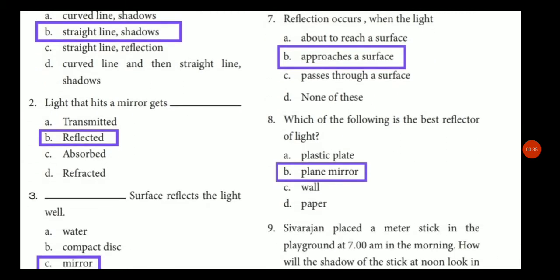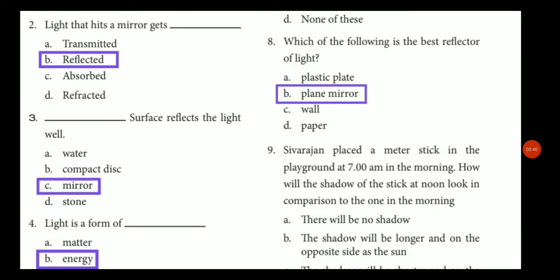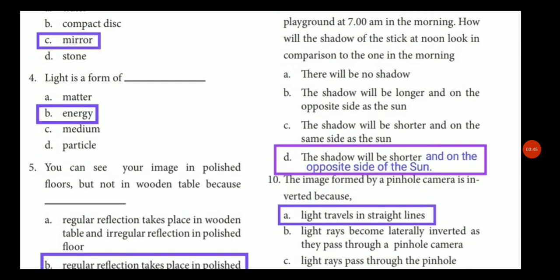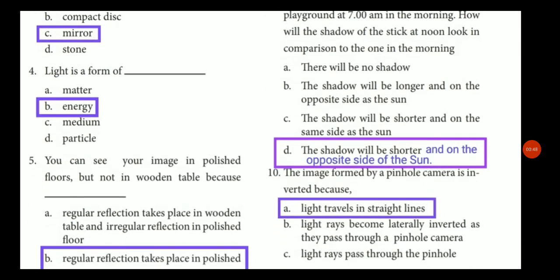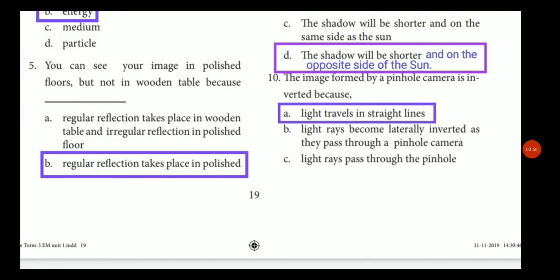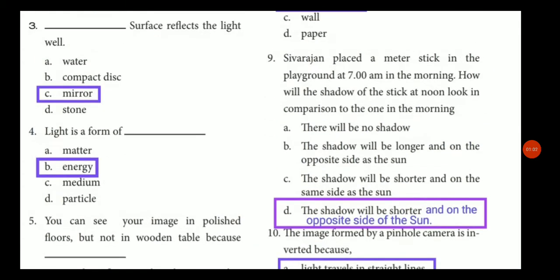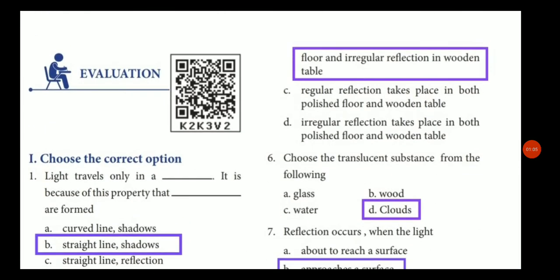Second one, light that hits a mirror gets reflected. Third one, mirror surface reflects the light well. Fourth one, light is a form of energy. Fifth one, you can see your image in polished floors but not in a wooden table, because polished floors la da ungalku image theriyum, wooden floors la theriyadu. So B option, regular reflection takes place in polished floors and irregular reflection in the wooden table.